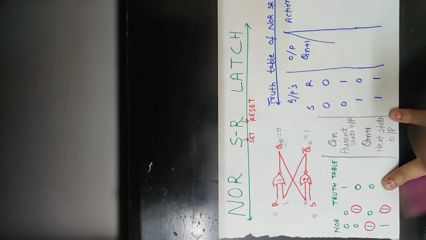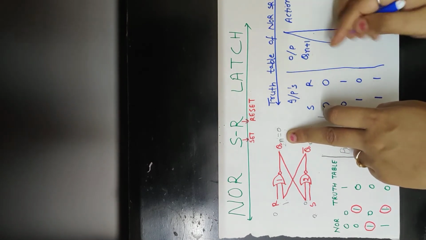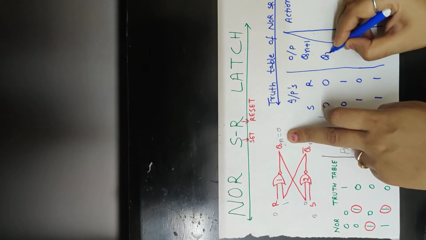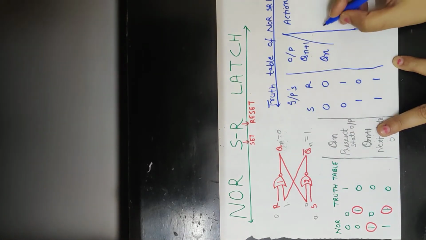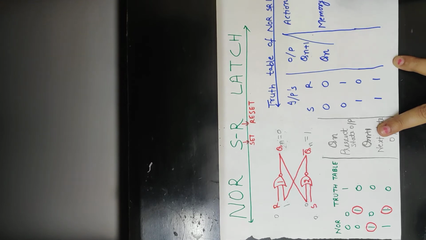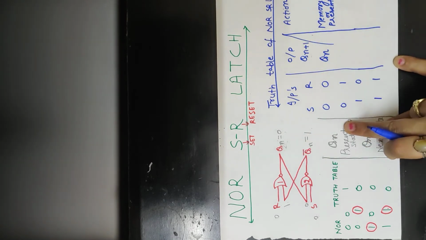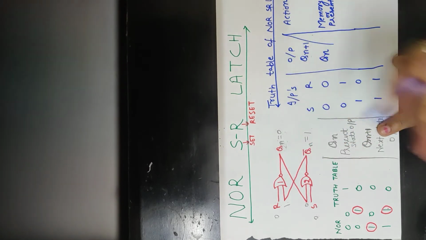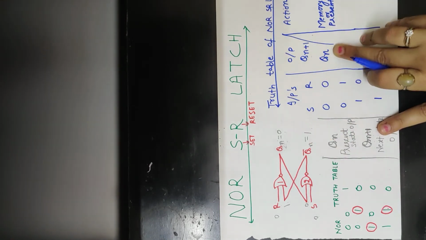So the output when both the inputs are 0: Qn plus 1 is the same as Qn. It is coming again 0, so it is the same as Qn. So what action will the flip-flop perform? It will remain in the memory state. It will hold the memory value, the value of the present state. Whatever Qn you have assumed, 0 or 1, the same value will come in the next cycle. Clear? So the value will become Qn.